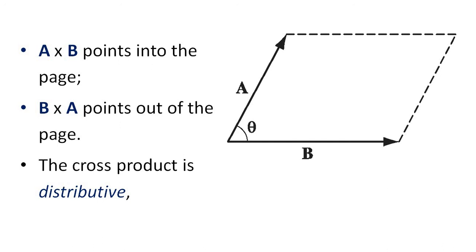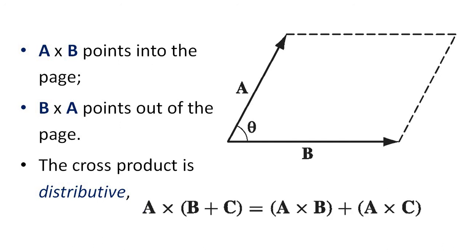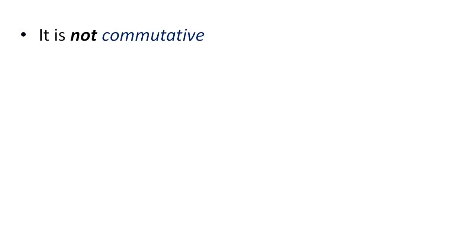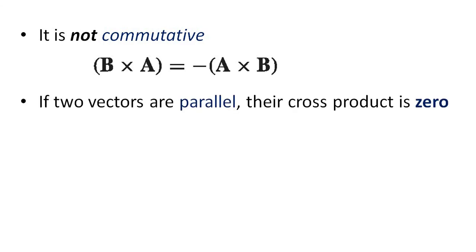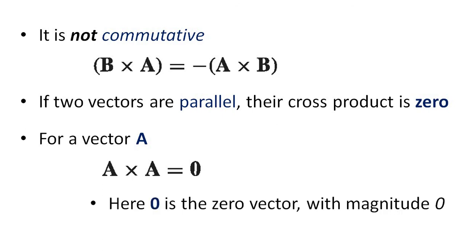Cross product is distributive. That is, A cross B plus C equal to A cross B plus A cross C. It's not commutative. That is, B cross A is equal to minus A cross B. If the two vectors are parallel, their cross product is 0. For a vector, A cross A equal to 0. This result 0 is a vector. It is the zero vector, which means a vector with magnitude equal to 0.